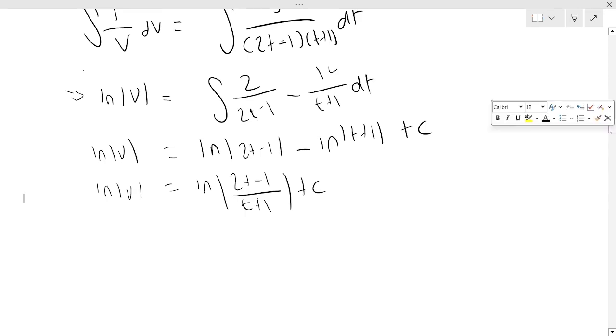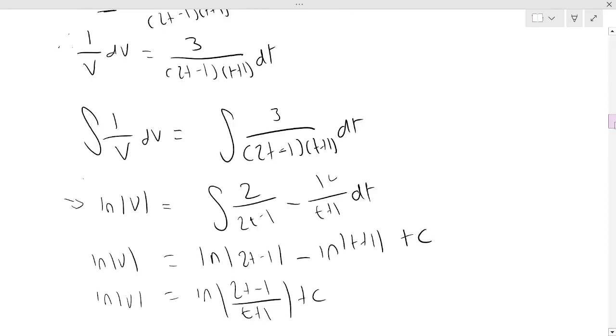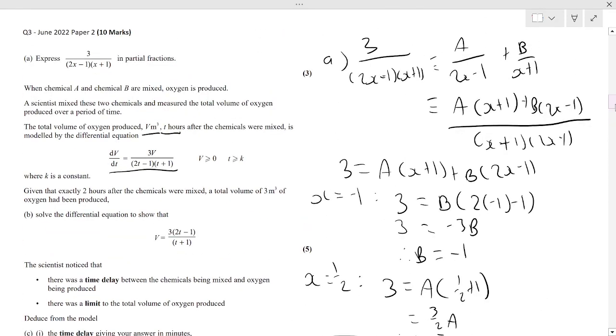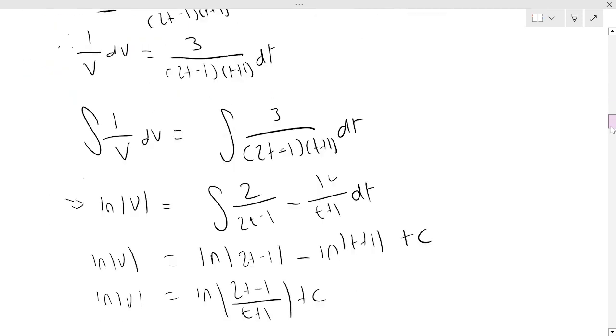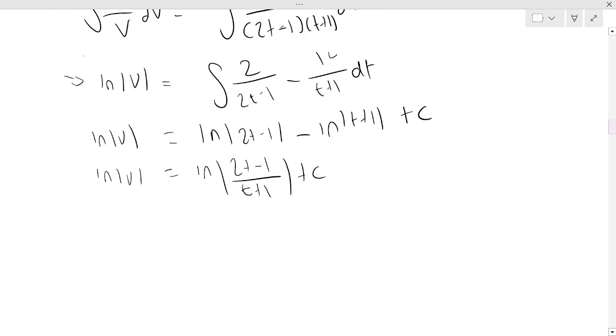Okay, now to find plus c, I believe we are given some information. It's exactly 2 hours. t's in hours, right? So that means t equals 2. Total volume of 3 of oxygen. Well, v, where's v? The total volume of oxygen produced is v. So actually v then would just be 3. And so we're going to solve it, right? So t is 2, v is 3. Then we're going to substitute that in to find c.